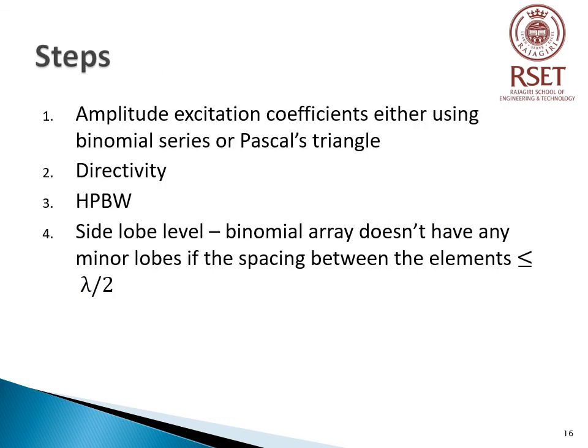Moving on to the steps of designing. Now the first step, finding out the amplitude excitation coefficients either using the binomial series or Pascal's triangle. We have seen the Pascal's triangle earlier. For 4 sources, the relative amplitude distribution is 1 3 3 1. For 5 elements, it is 1 4 6 4 1. Then find out the directivity and similarly the half power beam width using the equations which we have seen in the previous slides. And finally the side lobe level: for binomial arrays, if the inter-element spacing is less than or equal to lambda by 2, there will be no side lobes at all.